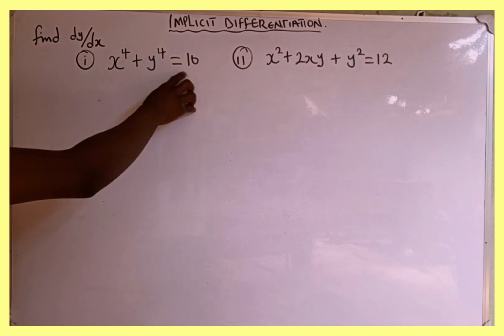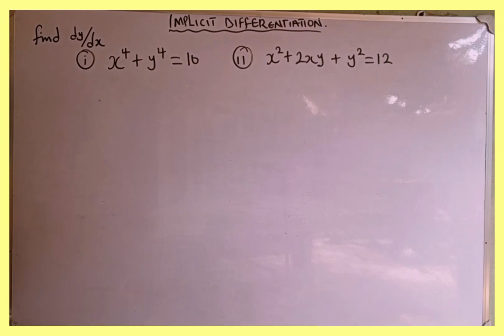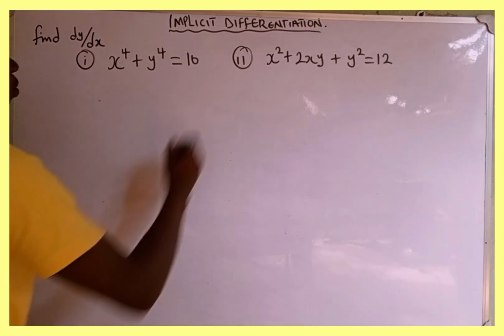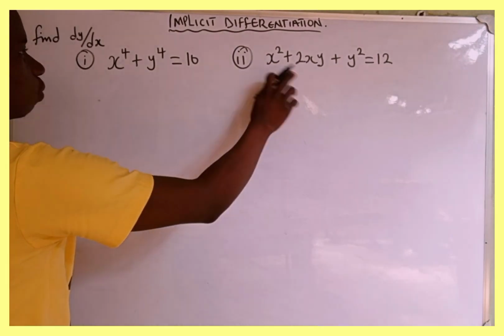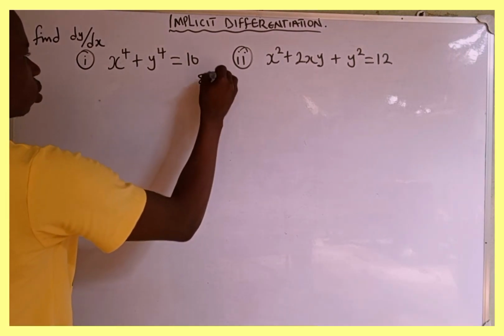So the function on the board, number one, we are given x to the power of 4 plus y to the power of 4 is equal to 10, and we are asked to look for the value of dy over dx. Also, the second question, which is Roman numeral 2, is x to the power of 2 plus 2xy plus y to the power of 2 is equal to 12. So let's get started. Solution.